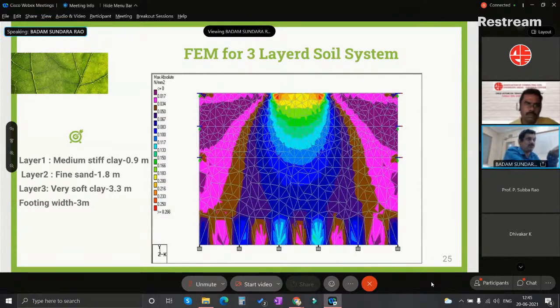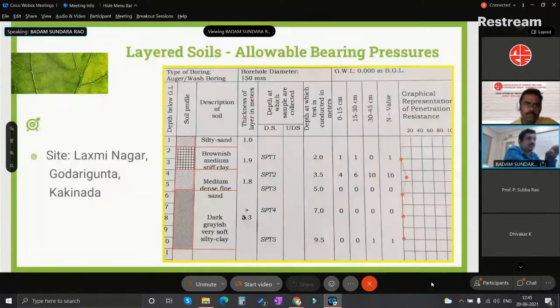The typical soil profile is what I have just shown you. The footing depth is 2 meters, and the topsoil is a medium stiff clay of 1.9 meters depth, and then a medium dense sand of depth 1.8 meters, and then the very soft clay, where the N value looks to be 0. The beauty of the soil is that the N values are 0. It has a CU value of about 6 kPa, and there is a large influence of the soft layer with a foundation depth of 2 meters.